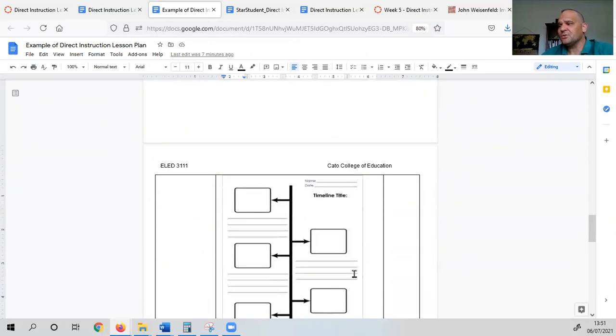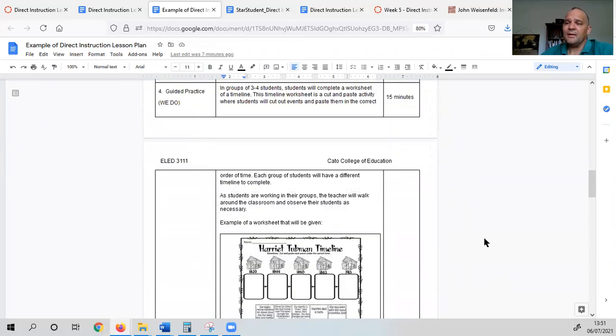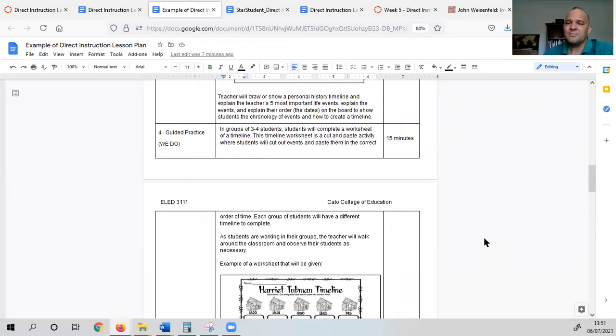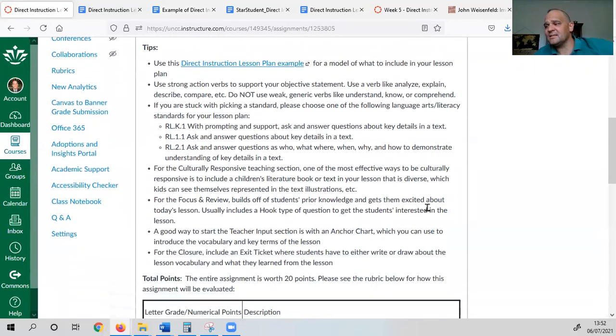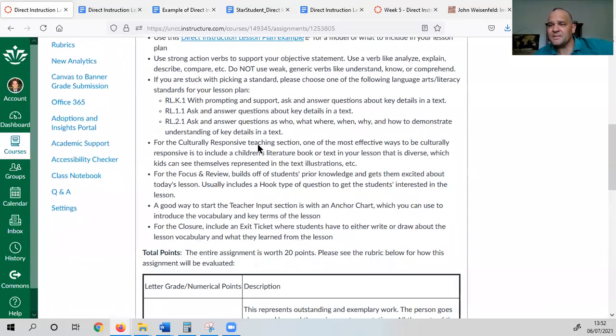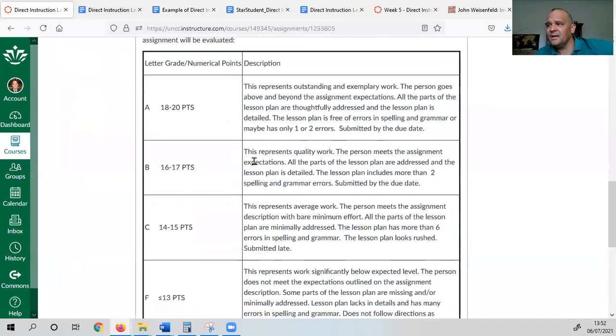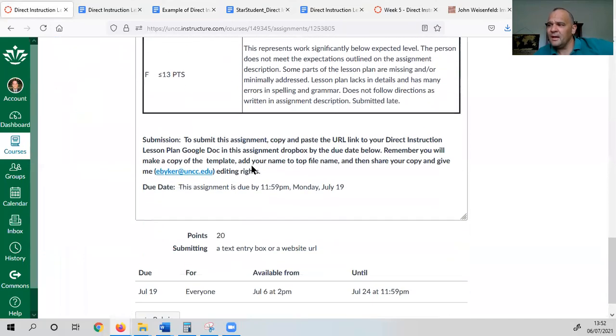Again, in module 2, there'll be some more information about these sections, but I wanted to give you a quick overview of what this assignment entails. And I look forward to reading your direct instruction lesson plans. I do have some tips in here in the assignment description, as well as a rubric. I look forward to reading them on Monday, July 19, or if not sooner than that.